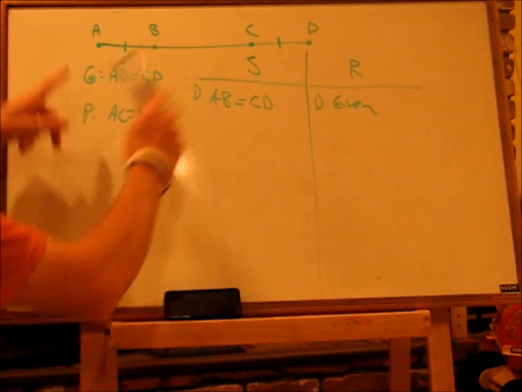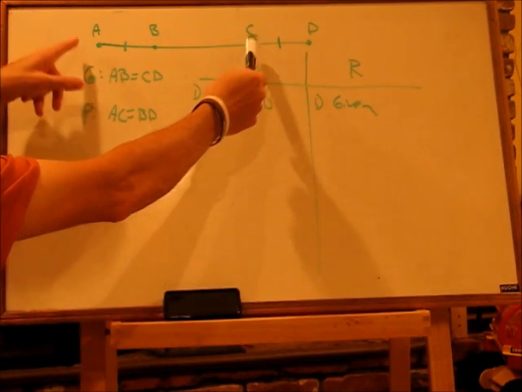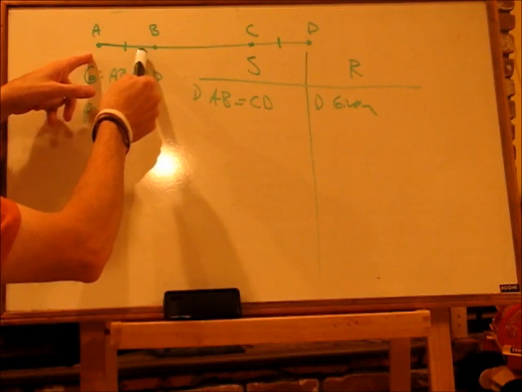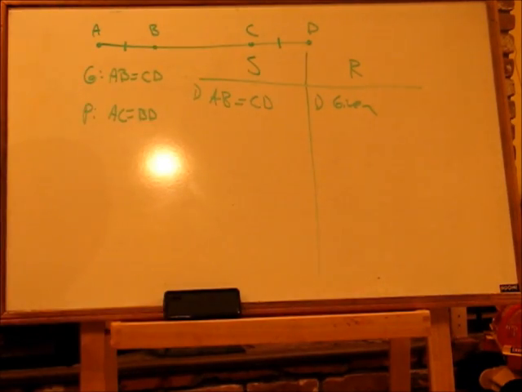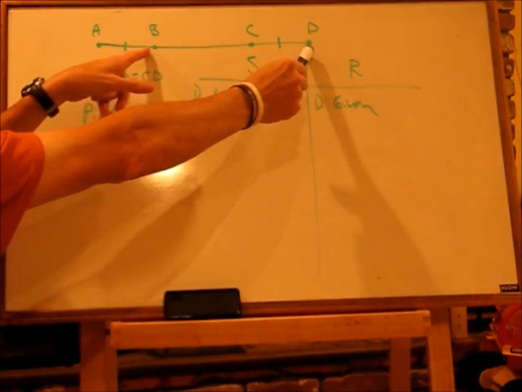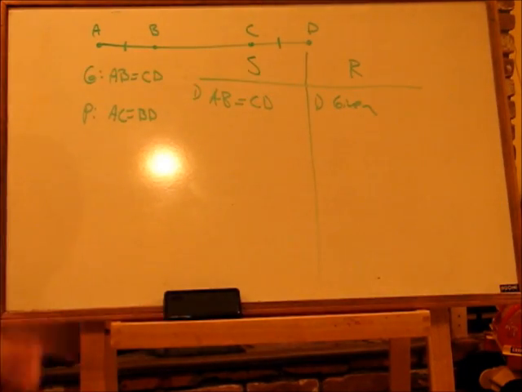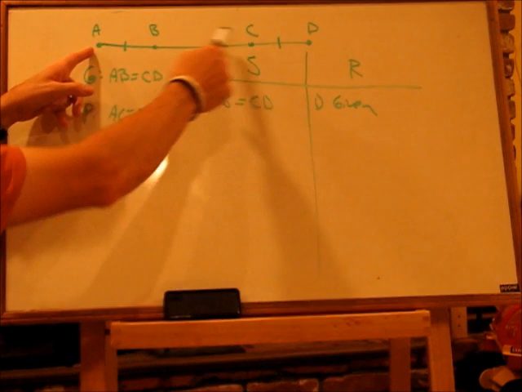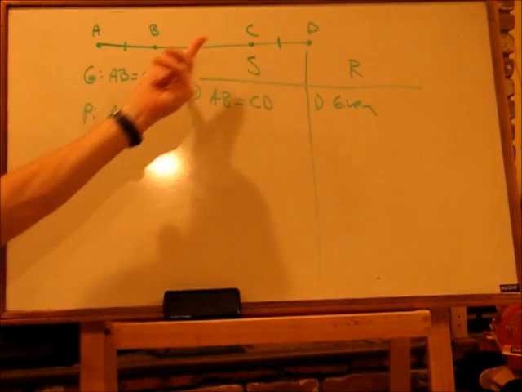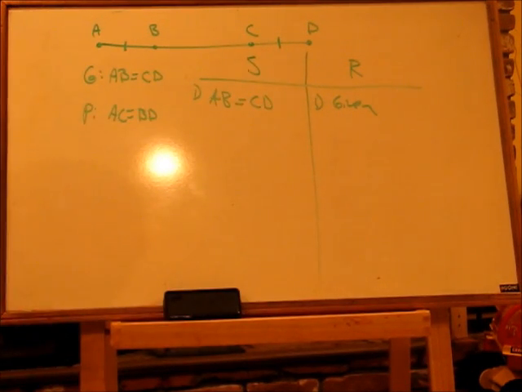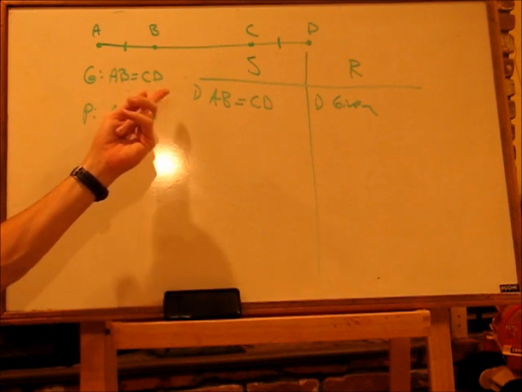If I look at what we're trying to prove, segment AC, what's that made up of? AB plus BC. If I look at segment BD, what's that made up of? Segment BC plus segment CD. So what do I have to add to AB to get segment AC? We just said segment BC. Likewise, what do I have to add to the other side?